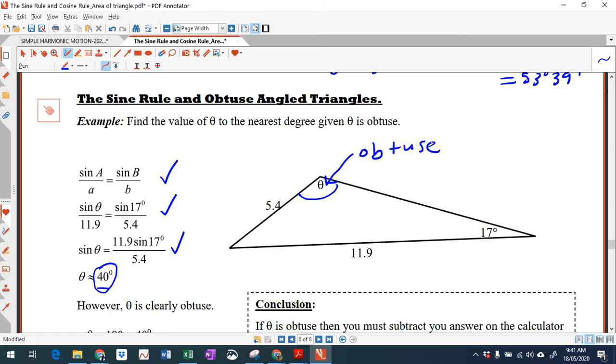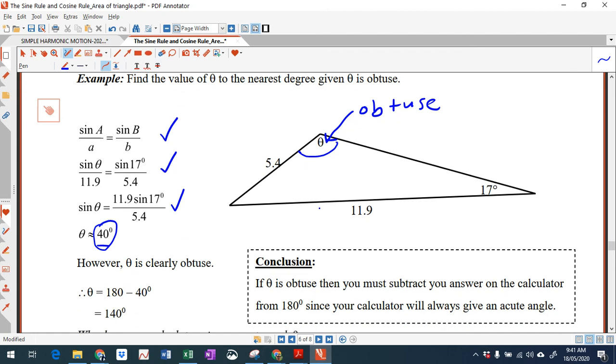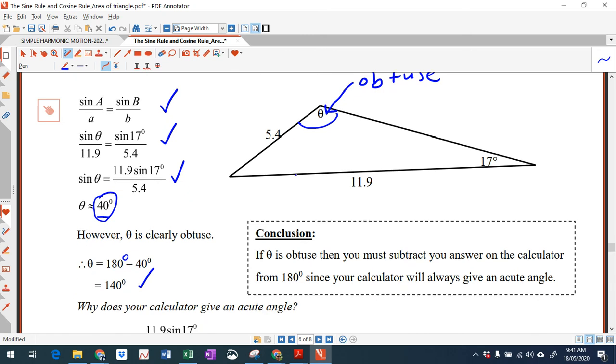So if you know the angle's obtuse, then you subtract your calculator answer from 180 degrees. That should be a degree symbol there, okay? So in this case, the proper answer is theta is 140. Your calculator will always give you an acute answer, okay? So if you know the angle is obtuse, this is for the sine rule only, by the way. The cosine rule will always give you the correct angle if it's acute or obtuse. But for the sine rule, the calculator will only give you the acute answer. So if you know the angle's obtuse, subtract from 180 to get the correct answer, okay?